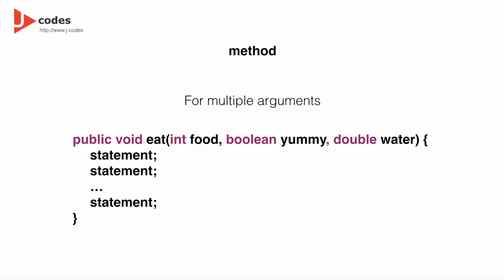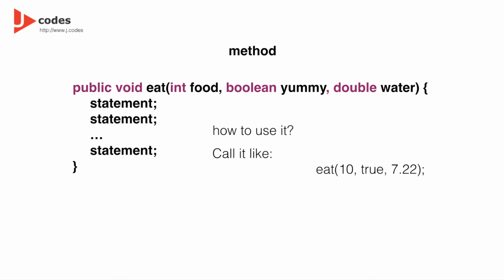For multiple arguments, we can simply add more parameters in the brackets using a comma to separate them. Here's an example of how we call it from inside of the human class.